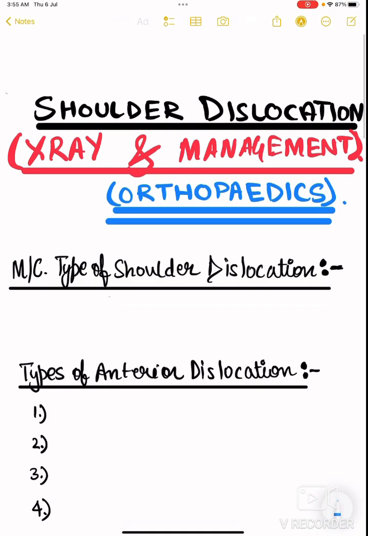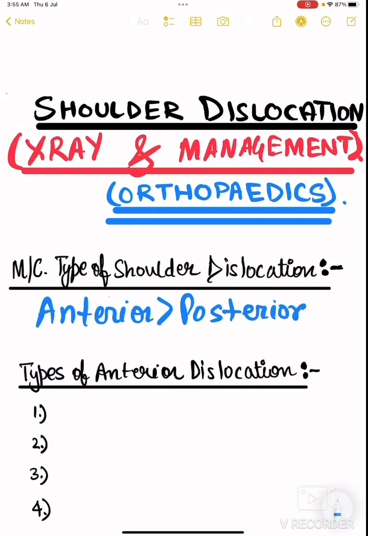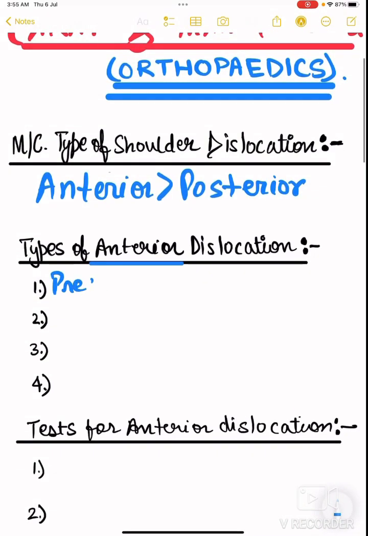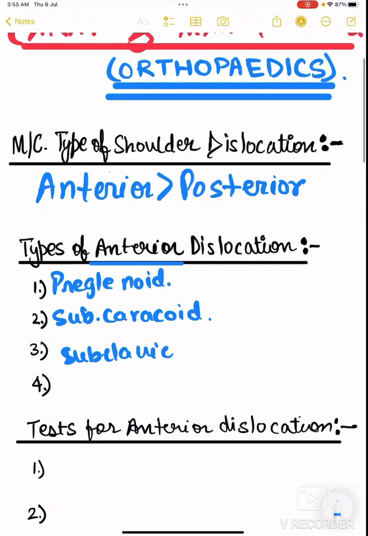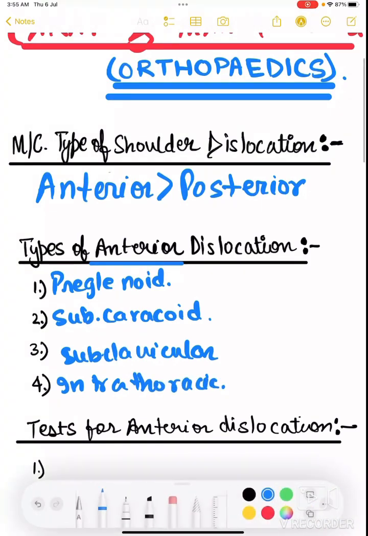So what is the most common type of shoulder dislocation? The most common type of shoulder dislocation is anterior more than posterior shoulder dislocation, right? In anterior shoulder dislocation, there are mainly 4 subtypes, right? First one is preglenoid. Second one is subcoracoid. Third one is subclavicular. Fourth one is intrathoracic. Right? What is the most common variety among all of these?